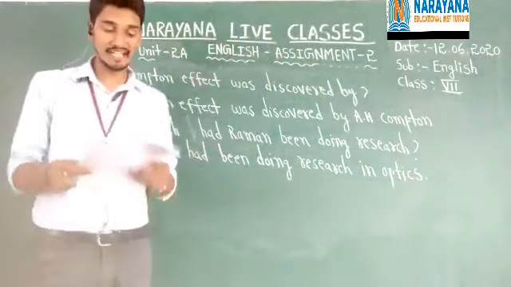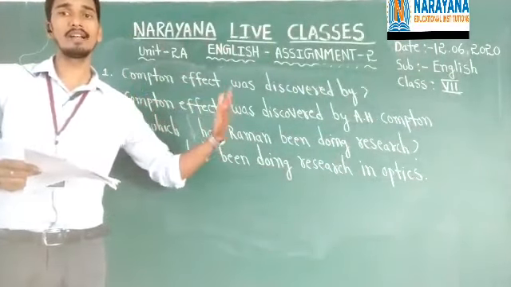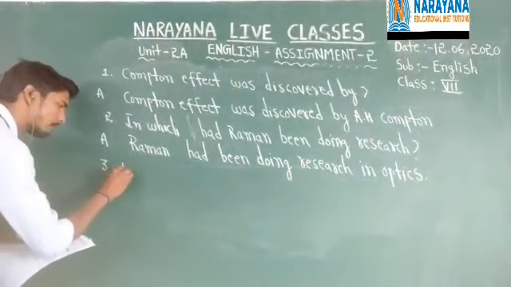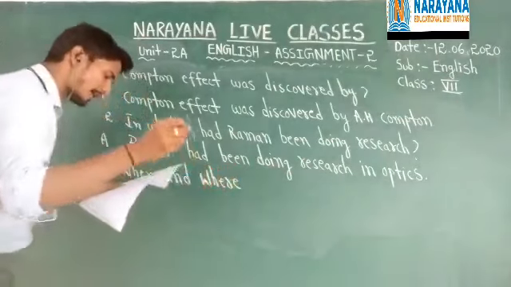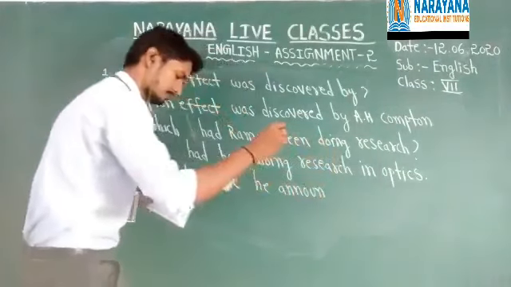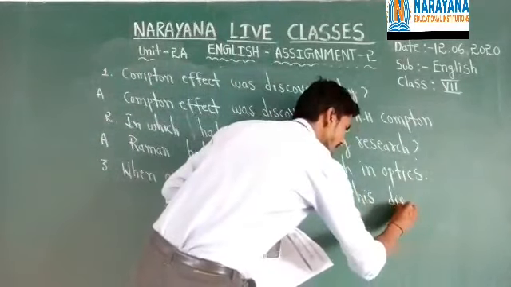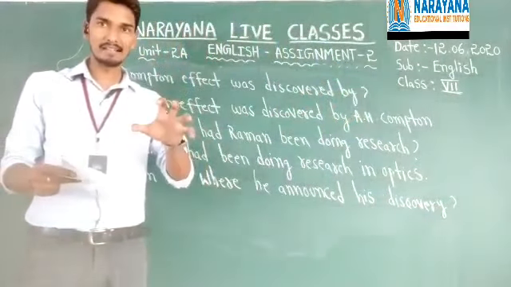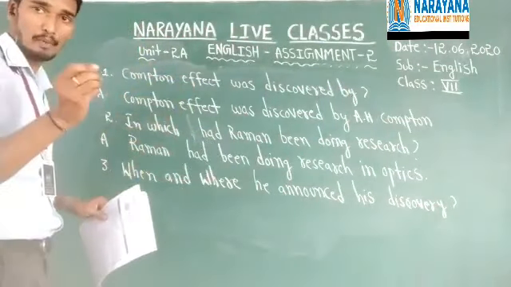Okay, the next question is related to the new radiation theory. We know the new radiation theory is nothing but the Raman effect. The question is based on that: when and where he announced his new radiation theory. You can simply call it a discovery. So what's his discovery? The new radiation theory. Here you need to concentrate on the date and place.